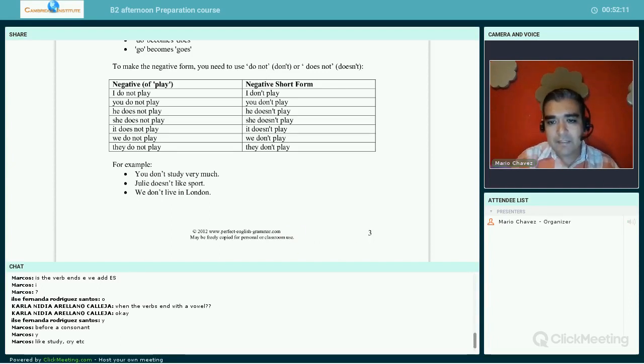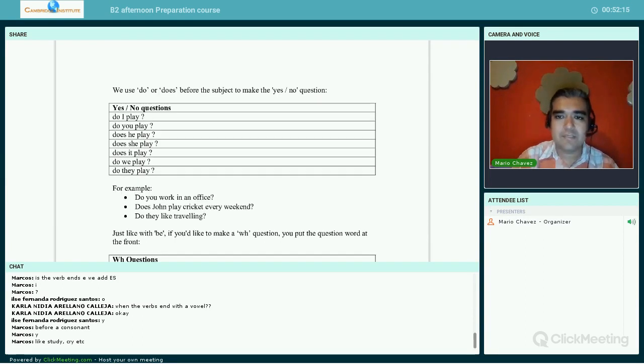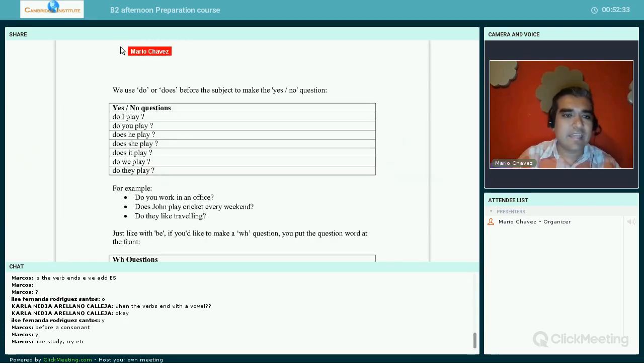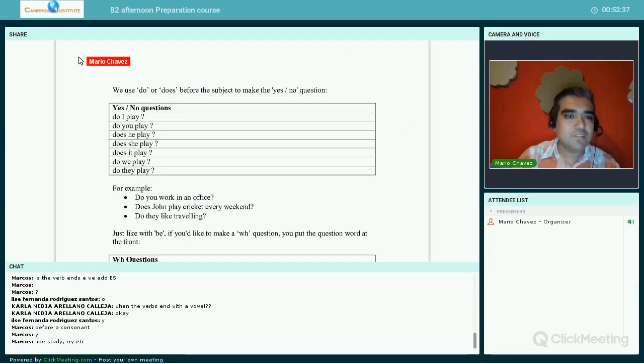Great. And finally, how do we make questions? How do we make questions with a simple present? Easy. We use do or does before the subject to make yes or no questions. And this is a rule you guys have to follow every single time you make a question. This is a formula. I like to call it formula because it works in every single case. What's the formula for a question? The formula for questions is that you only follow this pattern when you're making questions in any tense.